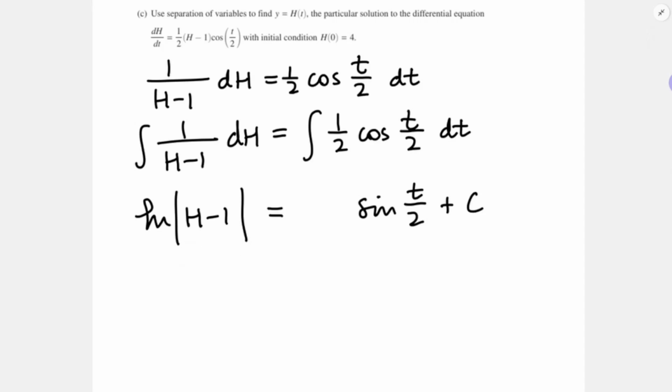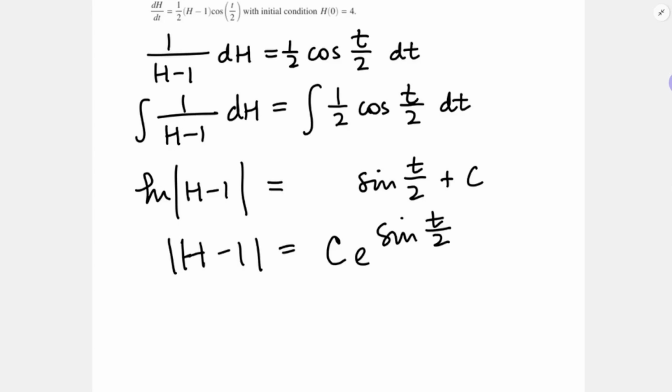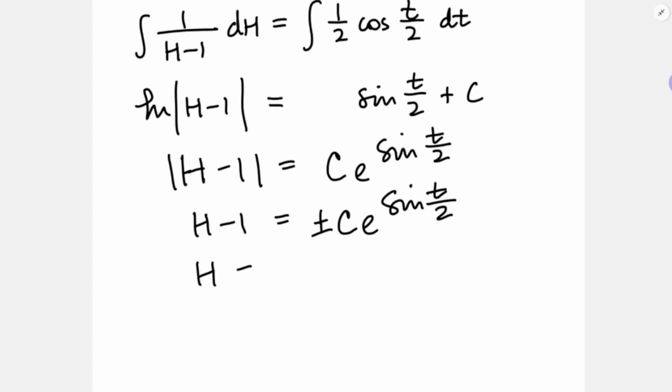All right, get rid of the natural log, so the absolute value of h minus 1 is going to equal c e to the sine of t over 2. We know h of 0 equals 4. We could plug in 0 and 4 really at any point here to find the value of c, but I'm going to wait until I've solved for h. So h minus 1 equals plus or minus c e to the sine of t over 2. Then h itself is going to equal 1 plus or minus c e to the sine of t over 2.